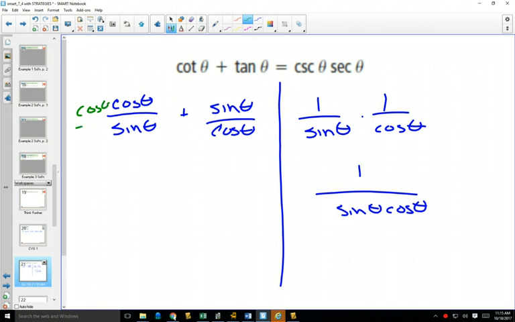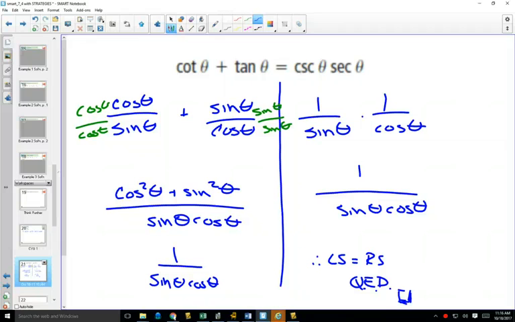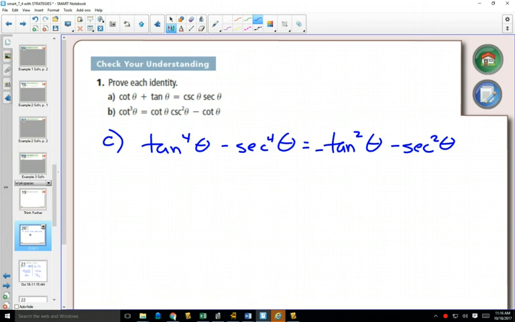So this one needs to be multiplied by cos, and this one by sine and sine, which will give us cos squared theta plus sine squared theta. And cos squared plus sine squared is 1. And we're done. That's probably the most common way to do that one, and that's what I would recommend. Proof number 2.